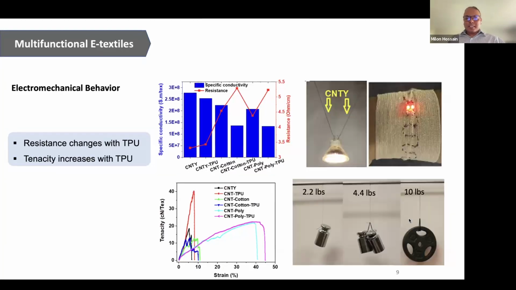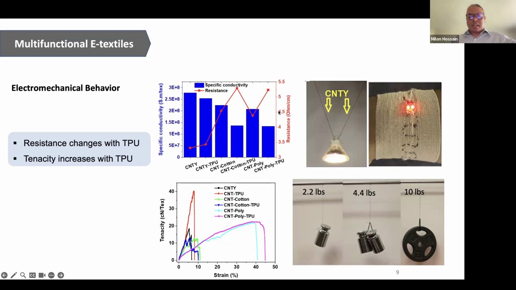And I used this yarn to test different electromechanical properties. I'm showing a very brief summary here. You can see the specific conductivity increases with the TPU percentage. I mean, with higher TPU percentage, it shows a bit higher resistance, but at the same time, if you change the core yarn, neat CNT has the lowest resistance, but if you use cotton as a core yarn or polyester as a core yarn, then they show some changes in the resistance.